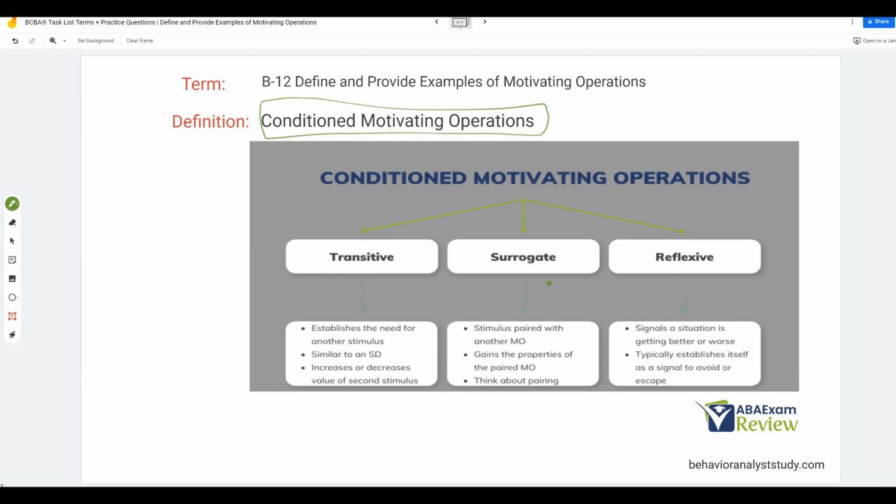Surrogate is when a stimulus is paired with another MO. Think about pairing. So if you run a race and you're really thirsty, that deprivation is the MO, and it starts to pair with other things in the environment. And maybe going back to that environment makes you thirsty, even if you haven't run the race. The surrogate MO, it's just pairing one stimulus with an already existing MO.